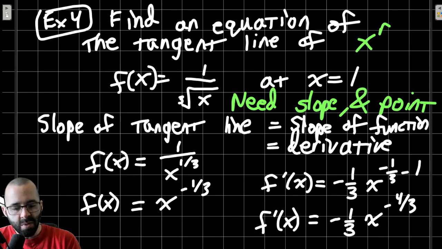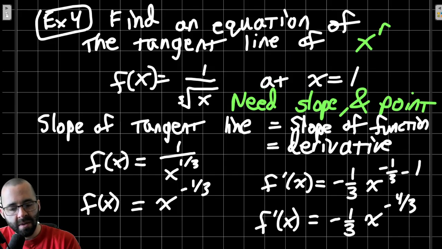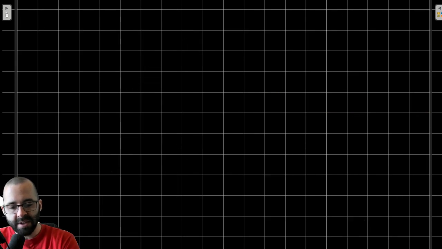But remember, this is the derivative for any x. Now, we don't want any x, right? We specifically want the slope when x is equal to 1. All right, so we're going to go over to the new page and say, well, I really just want the slope when x is equal to 1.